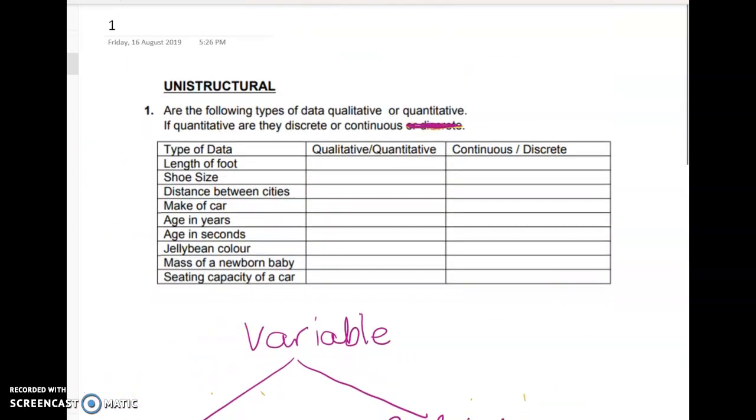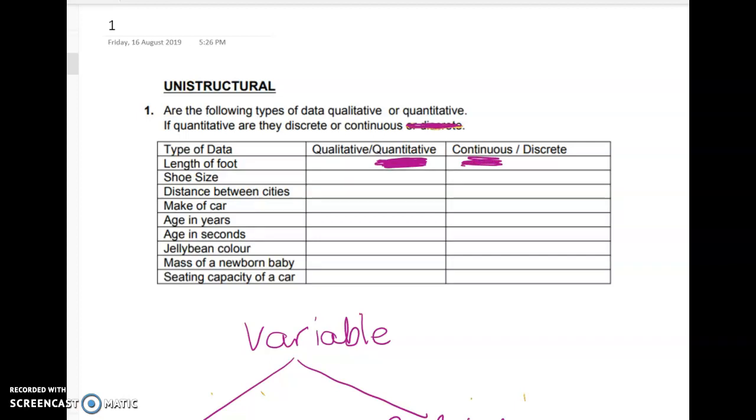So in this first question, we just have to decide if each of these things is qualitative or quantitative, and then if it's continuous or discrete. So the length of your foot, well, the answer to that is a word, not a word, it's a number answer, so it's quantitative. So I'm going to just do this in the video by underlining which side it is. So it's quantitative and it's continuous because we're measuring it.